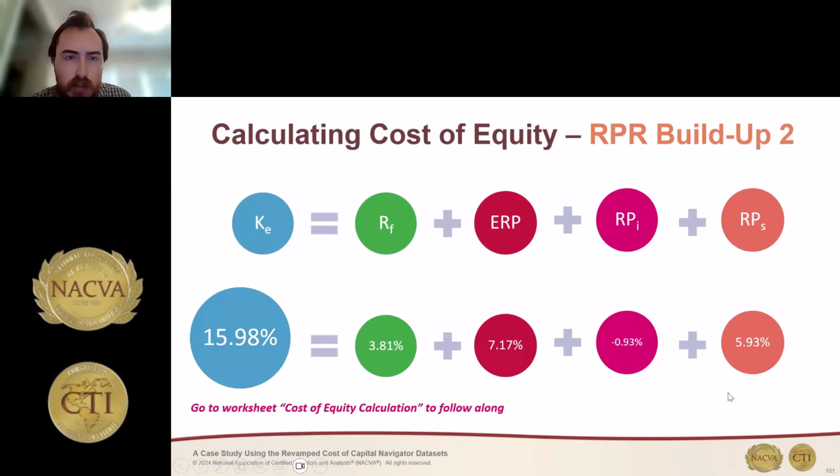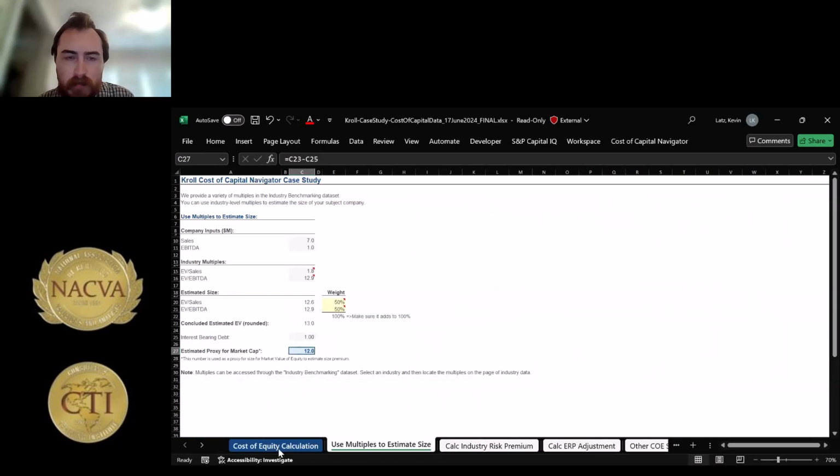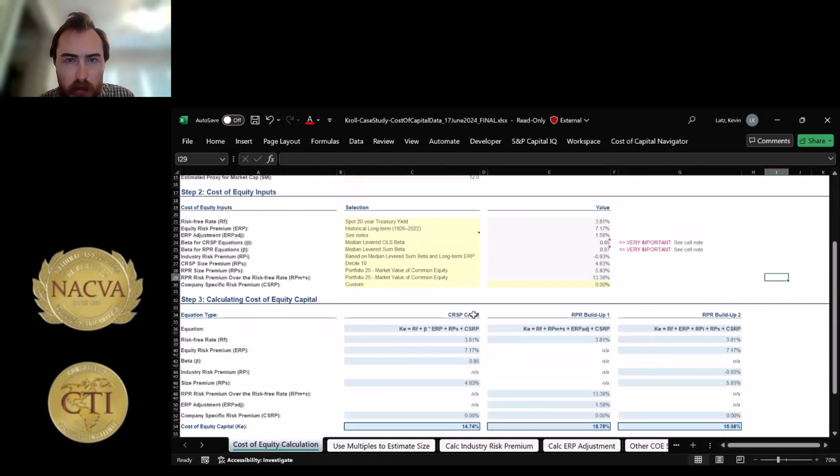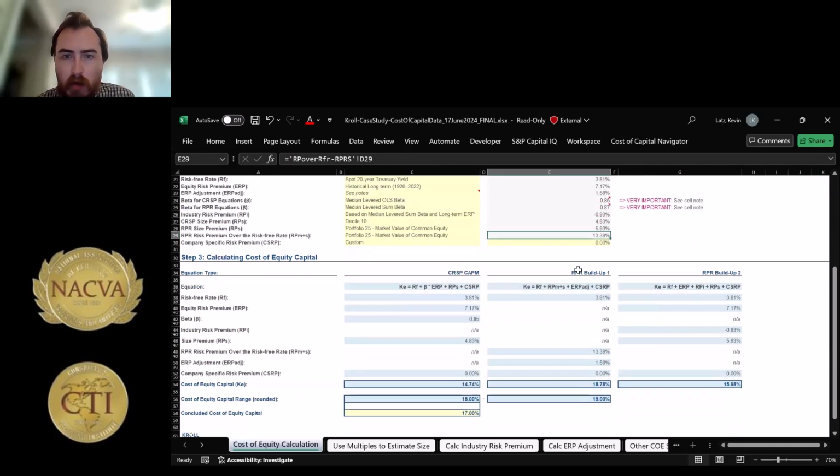Now, I'm going to go to the Excel where we can see that. I'm going to go to cost of equity calculations. We saw this earlier in the presentation. We can see all the high-level data that is available up here. Just like before, this is all linked to our Excel export. So it is all linked up, ready to go. And then we have a couple different models here of estimating cost of equity.